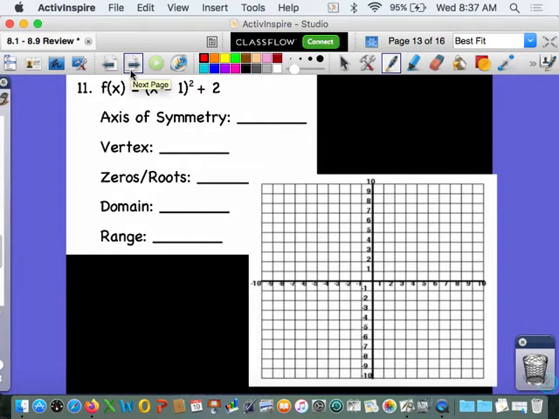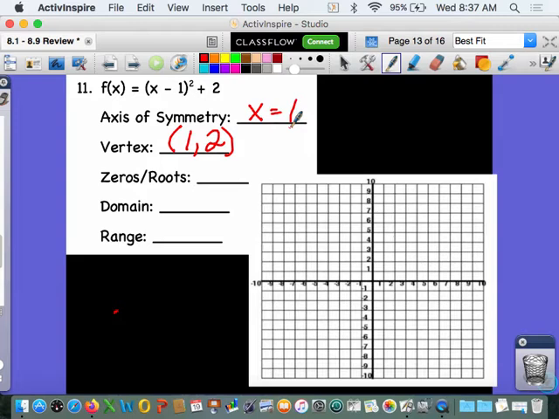11. My axis of symmetry. What form is this in? Vertex form. If it's in vertex form, I can find my vertex. What is my vertex? 1, 2. Remember, opposite of h, keep the k. Okay, so that's my vertex. What's the axis of symmetry? Not just 1. X equals 1. If you don't have that x equals, I'm marking it wrong.